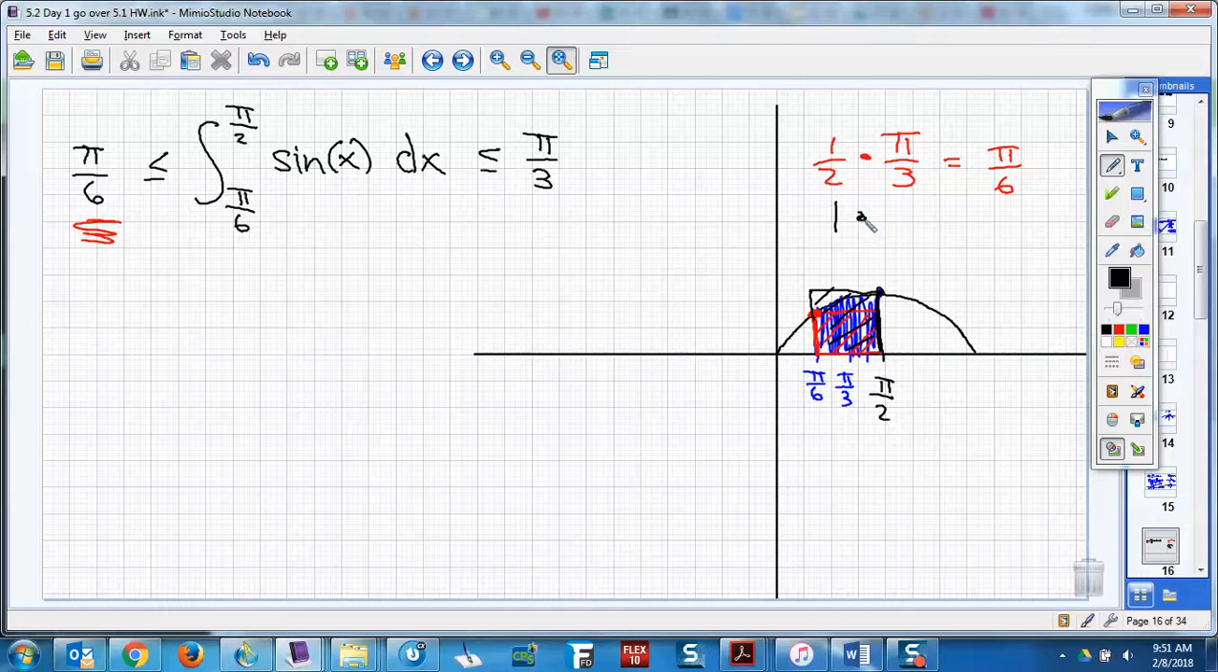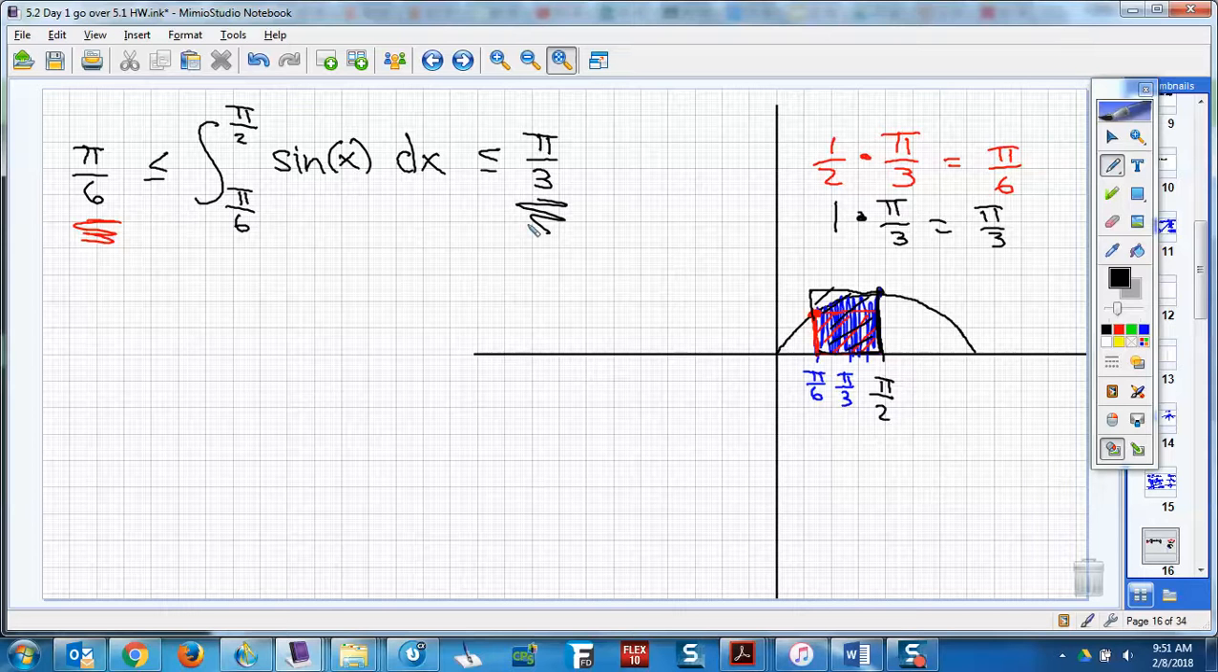And what is the width? Pi thirds still. So we know the black area is pi thirds. Oh, there you go. So that's what that problem was about. Okay, so we know the blue area has got to be somewhere between the black and the red. And the black is pi thirds and the red is pi sixths. So that's how we know it's got to be. And that's all that problem's about.